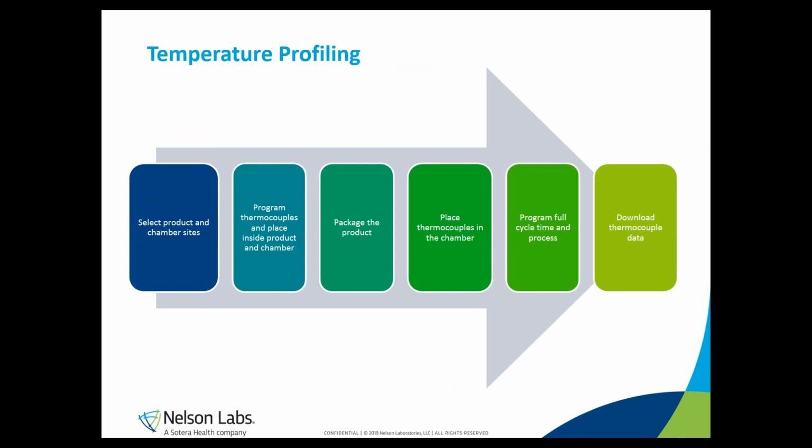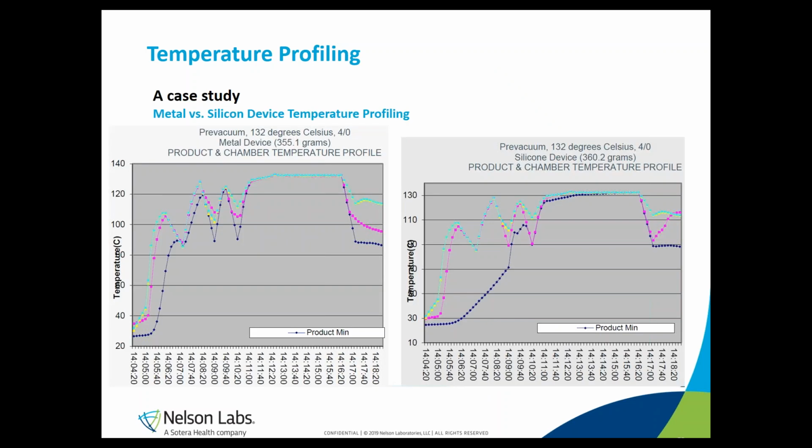In addition, it is possible to monitor the temperature within the sterilization chamber and the product during a sterilization cycle. Therefore, thermocouples are placed inside the product and sterilization chamber. During a full sterilization cycle, the temperature inside the product and the chamber are then monitored. Just to give you an example, if you look at the temperature profiles on this slide, you can clearly see that there is a difference in the ability of different materials to heat up to a desired temperature. Metal parts heat up very quickly compared to, for example, silicon parts.